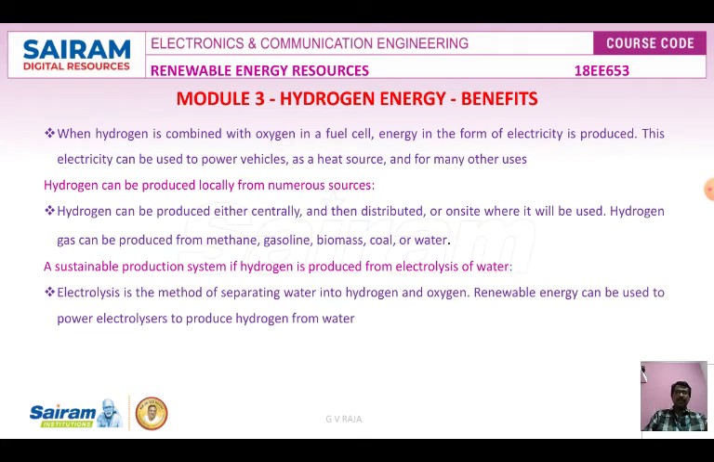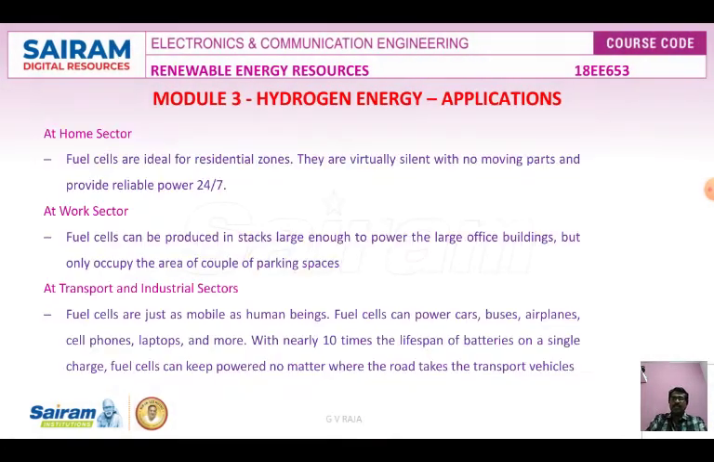Some of the renewable energy resources used to power electrolysis are wind, hydroelectric power, solar and tidal energy. After the hydrogen is produced from the electrolyzer, it can be used in a fuel cell to produce electricity. The byproducts are water and heat. If the fuel cells operate at a high temperature, the system can be set up as a co-generator, with waste energy used for heating. Next is the applications of hydrogen energy.